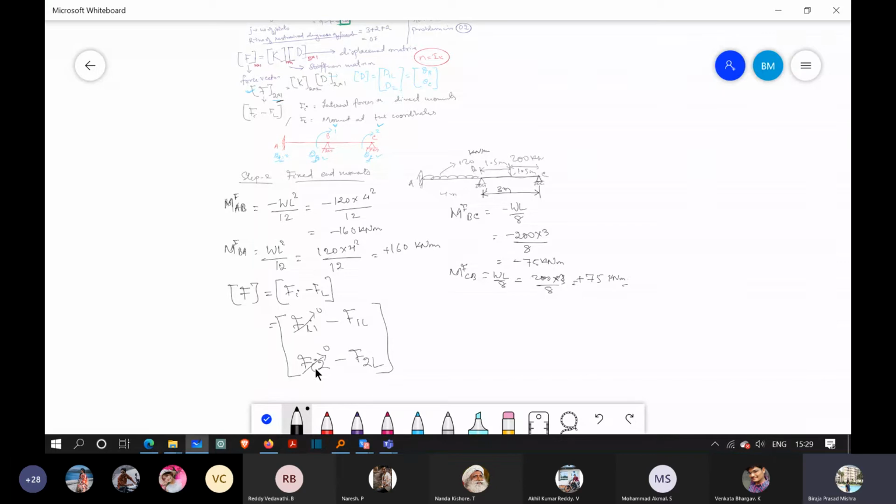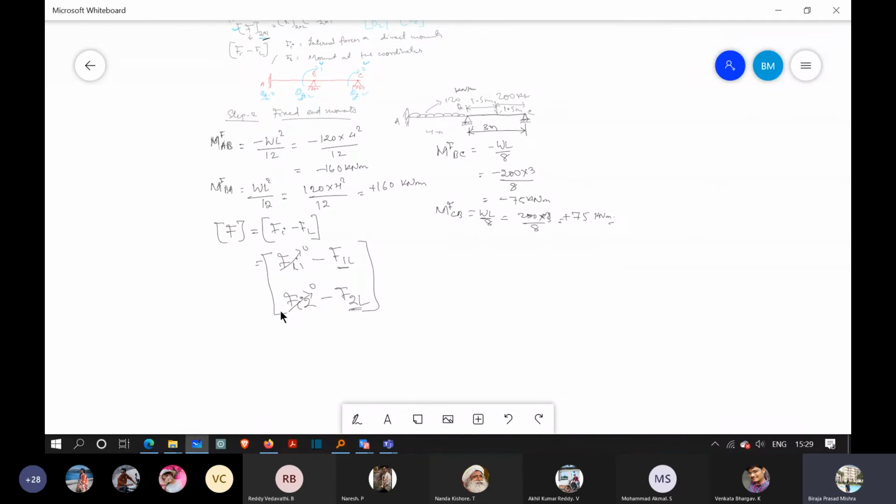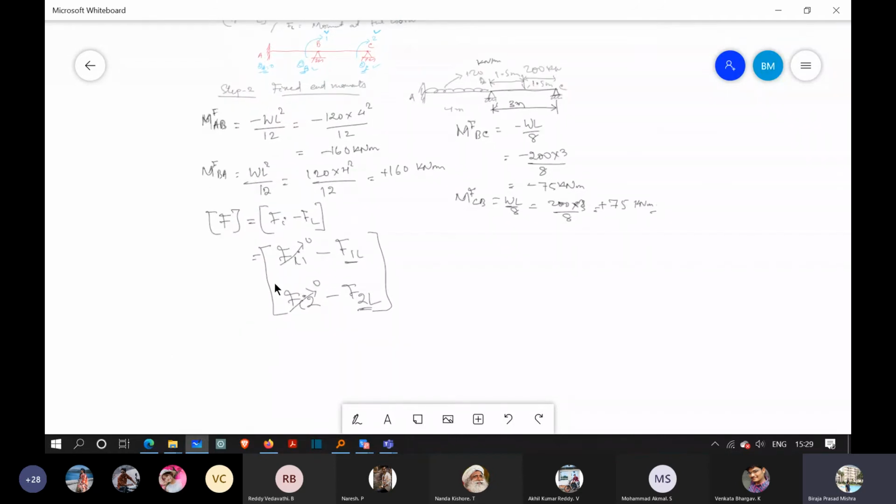Okay, there are no externally applied moments and no forces, nothing. There are no externally applied direct moments, so we need to determine F1L and F2L. So what is F1L? F1L is the moment at here, the summation of the moment at here.